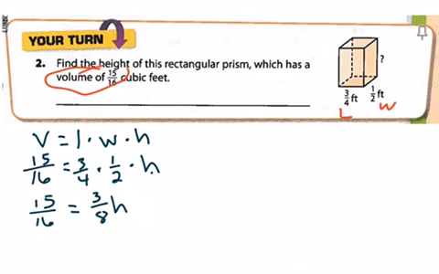How do we undo multiplication? Well, we have to divide, right? We have to use inverse operation. So what we have to do is divide both sides of our equation by 3/8. So I'm going to divide this side by 3/8, and I have to divide this side by 3/8.